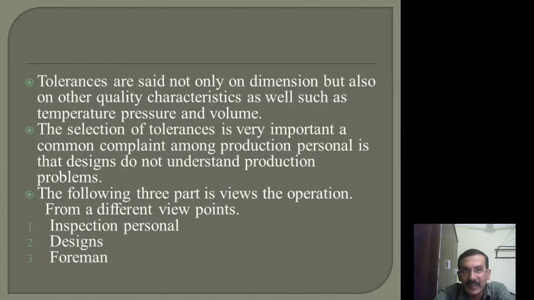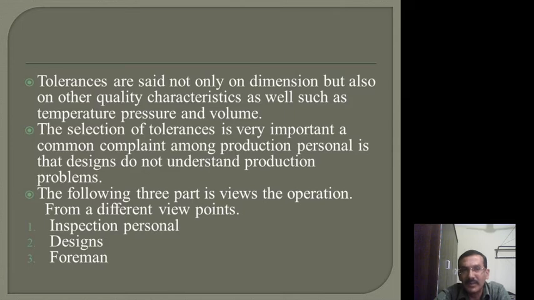Next, about specifying a tolerance: tolerances are set not only on dimensions but also on other quality characteristics, such as temperature, pressure and volume. In some areas these are also important factors. Temperature variation depends upon the material, with contraction and expansion. Pressure is applied at various stages, and volume is also considered when specifying tolerance.